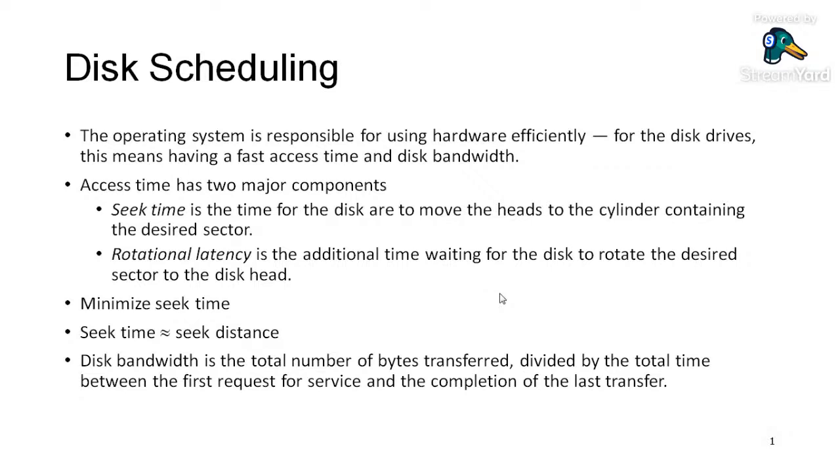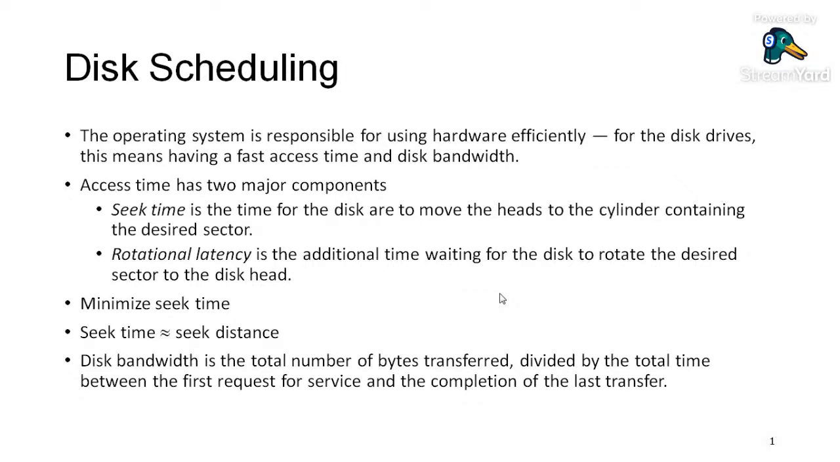So the operating system is responsible for using the hardware efficiently. Everybody knows that the main objective of the operating system is to keep the CPU as busy as possible. Along with that, one more responsibility of the operating system is using the hardware in an efficient manner, so that there won't be any problem as far as the hardware is concerned. For example, the disk drive, that means having a faster access time and disk bandwidth.